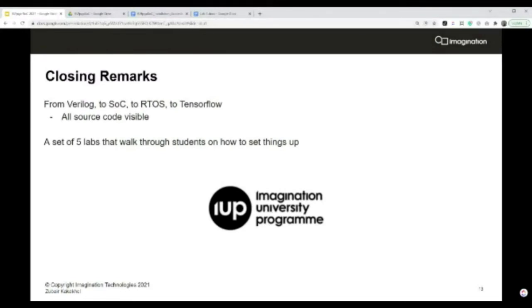How does a simple TensorFlow Lite hello world command go all the way to Verilog? It executes a tensor operation, it goes into the ALU, and the ALU executes it. It goes all the way through the interconnect, it comes back, and you see it in the serial console. We have a set of 5 labs that walk students through how to set this up.